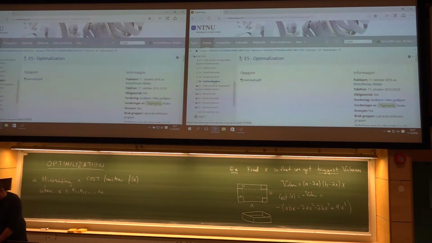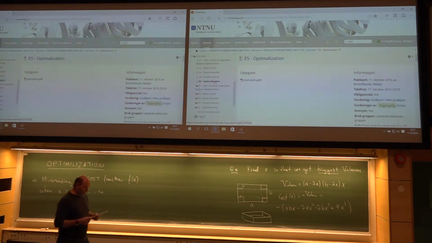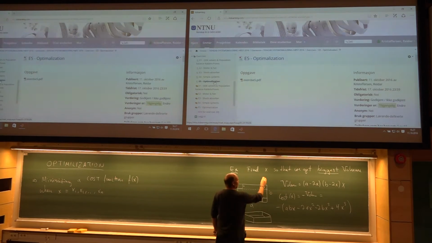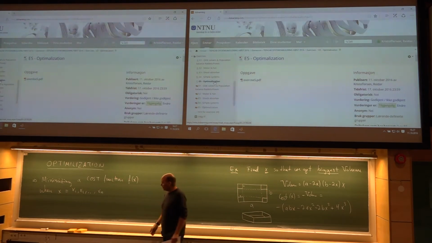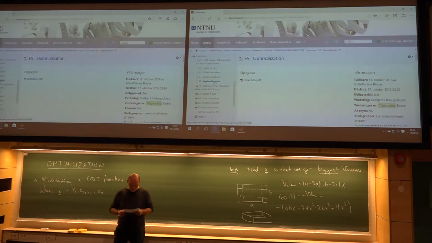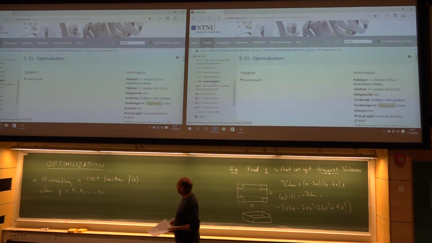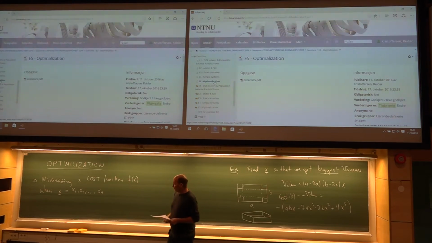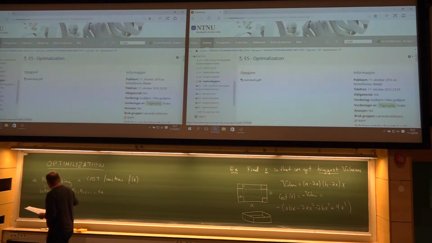Now we can have something that is called constraints. We have or may have some limitations on our parameters, our input values here. So find the minimal cost function with respect to the different x's, where these x's also have to fulfill some, say, equality or inequality constraints.